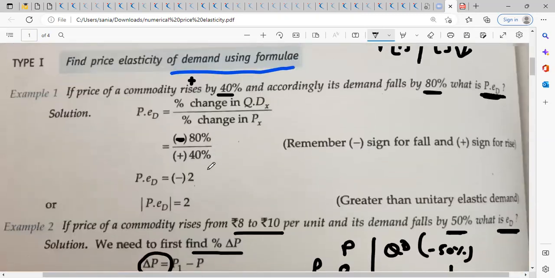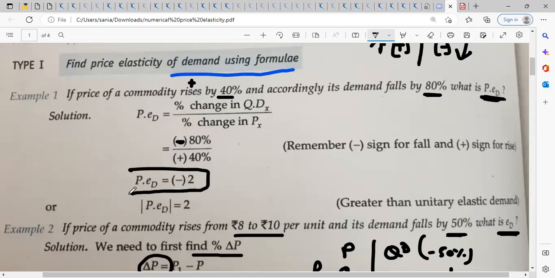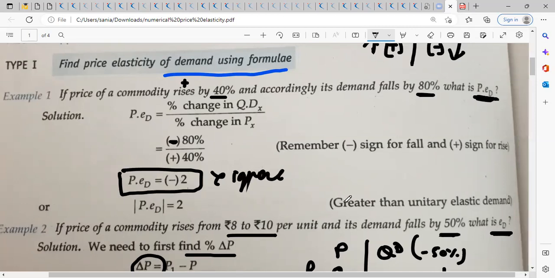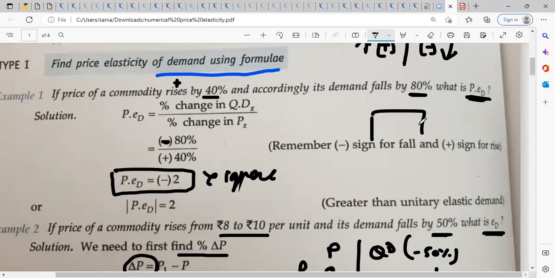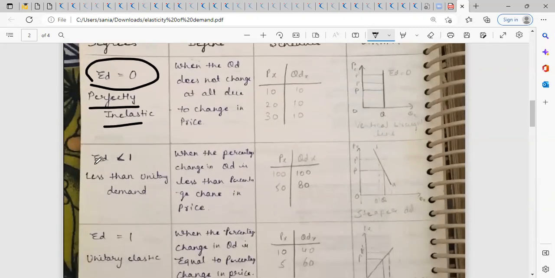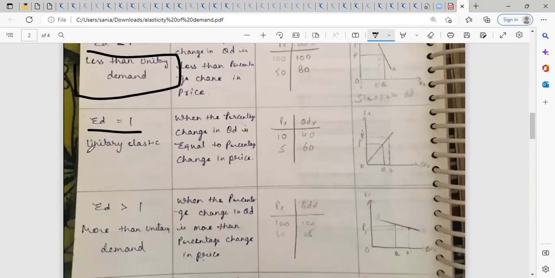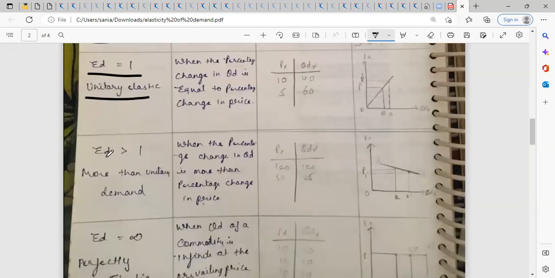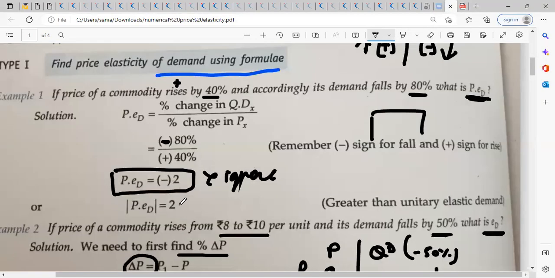Now, as I told you earlier as well, for example, you are getting a question like this. You are getting minus 2, right? So you will ignore this minus, and then you will write PED equals 2. And in brackets, when we were doing price elasticity, over there we have a table, right? You remember this table, right? Whatever your answer will be: if your answer equals 0, you will write perfectly inelastic. If your answer is less than 1, then you will write less than unitary demand. If your answer equals 1, you will write unitary elastic. If your answer is more than 1, then you will write more than unitary demand, right?